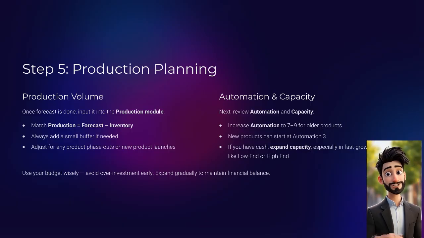Next, review automation and capacity. Increase automation to 7 to 9 for older products. New products can start at automation 3 if you have cash. Expand capacity, especially in fast-growing segments like low-end or high-end. Use your budget wisely. Avoid over-investment early. Expand gradually to maintain financial balance.